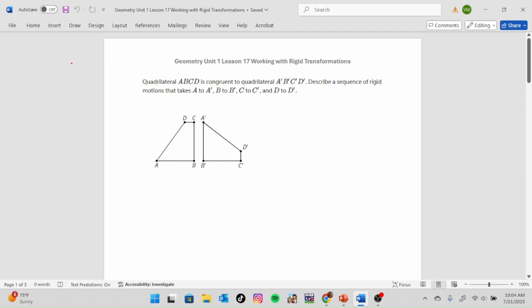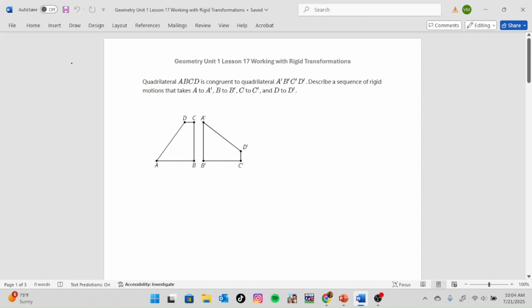Practice problem number 1. Quadrilateral ABCD is congruent to quadrilateral A prime, B prime, C prime, D prime. Describe a sequence of rigid motions that takes point A to A prime, B to B prime, C to C prime, and D to D prime.